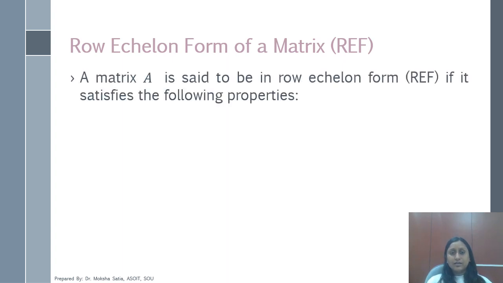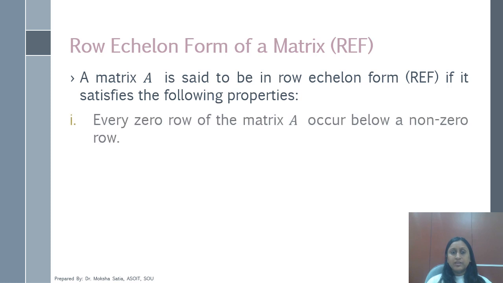A matrix A is said to be in a row echelon form if it satisfies the following properties. The first one is every zero row of a matrix A occurs below a non-zero row. That means if we have any zero row in a matrix A, it should be in the last.